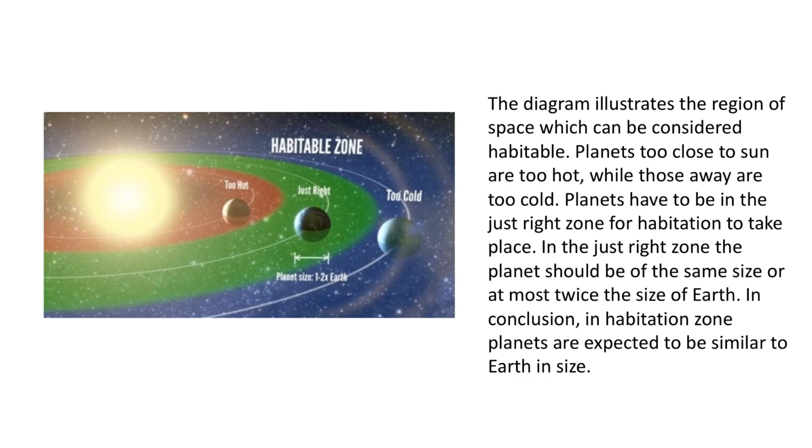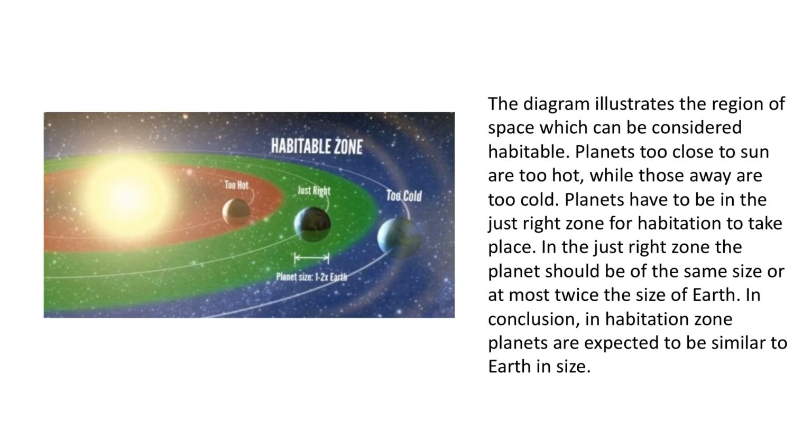The response: the diagram illustrates the region of space which can be considered habitable. Planets too close to Sun are too hot, while those away are too cold. Planets have to be in just the right zone for habitation to take place. In the just right zone, the planet should be of the same size or at most twice the size of Earth. In conclusion, in habitation zone, planets are expected to be similar to Earth in size.